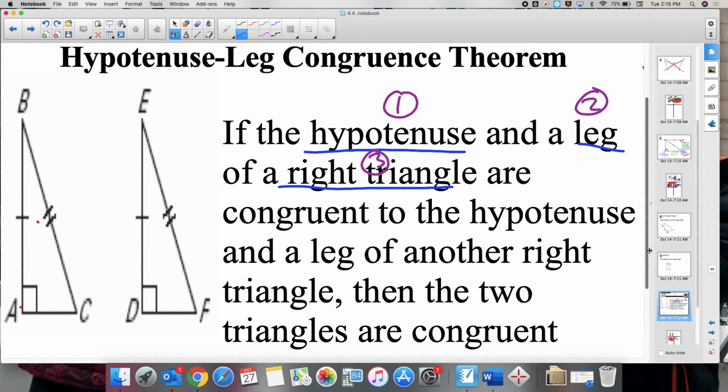If the hypotenuse and leg of a right triangle are congruent to the hypotenuse and the leg of another right triangle, then the two triangles are congruent. This is the one time where the angle does not need to be in between your two sides. It only works if it's a right angle. Right? Which brings us to our last proof here of the day.